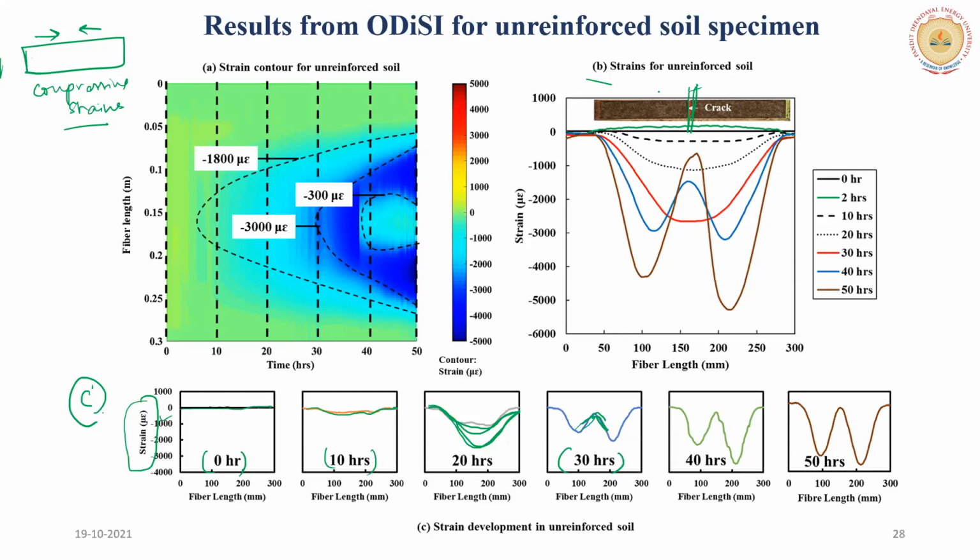Now look at the image number B. Here on top of it, I have placed the photograph of the cracking specimen. The soil will keep on shrinking. Here you can see the development of strains. The strains will keep on increasing. And at a point, as soon as there is crack formation, there will be a sudden dip that is seen here, right? Sudden dip at the center. And that point is showing your formation of crack.